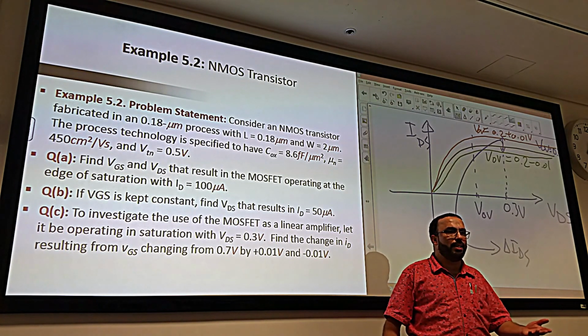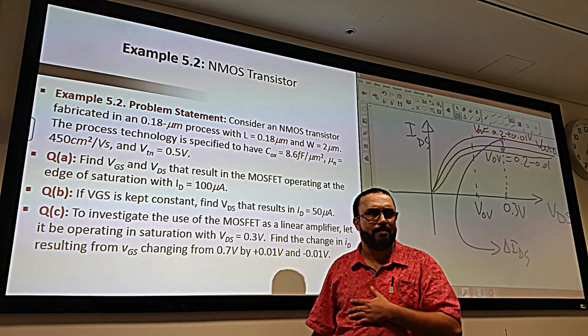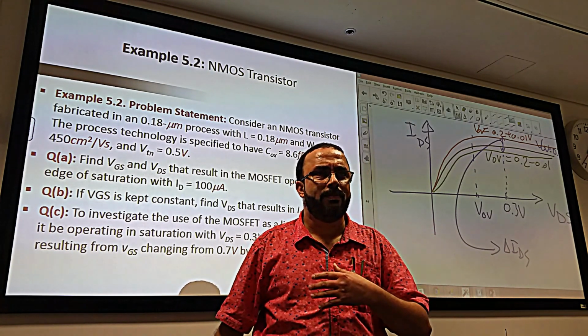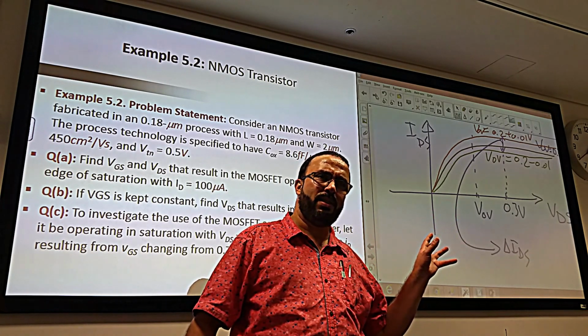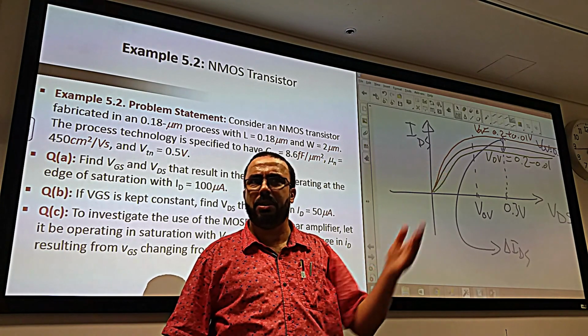How to find delta ID from the graph? Can somebody tell me? Think about it. Do you have any idea how to solve it? Throw any idea. Make mistakes. You will learn.